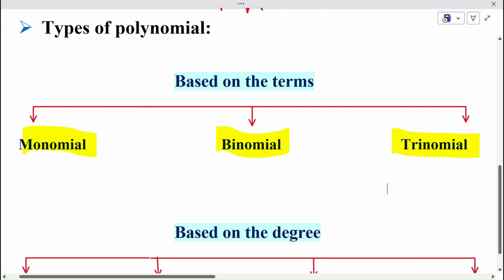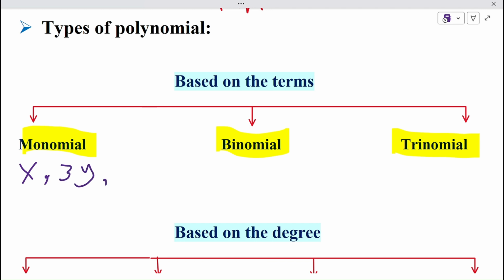Monomial means that if you have a polynomial with just one term. For example, just x, or just 3y, or just 49. This is just one term. Monomial means one term. I told you a term consists of a variable, or a coefficient with a variable, or just a number. This is called monomial. What about binomial?